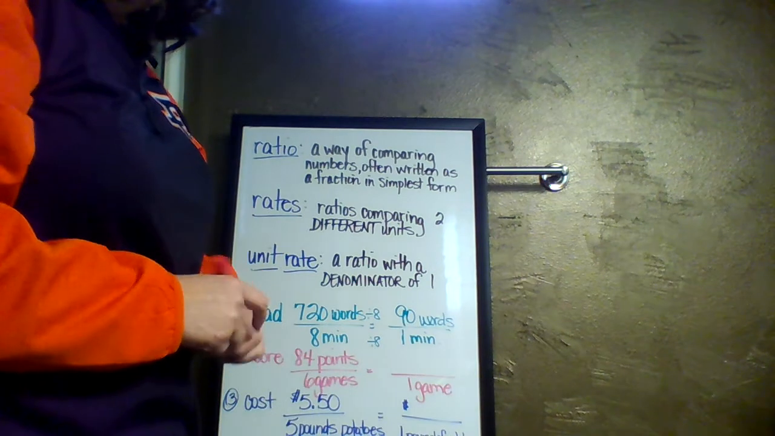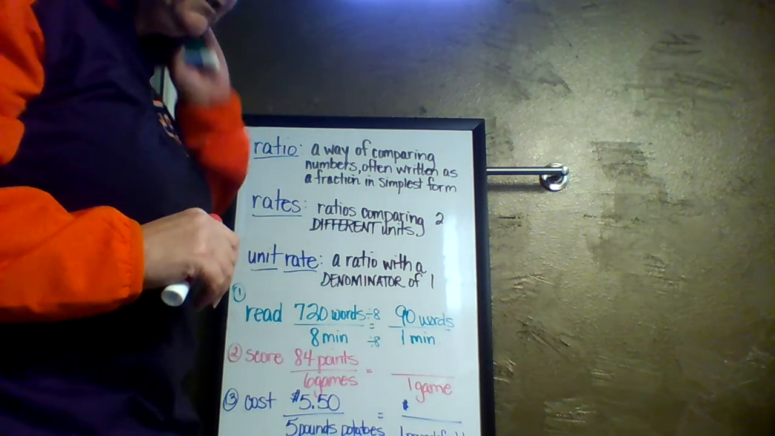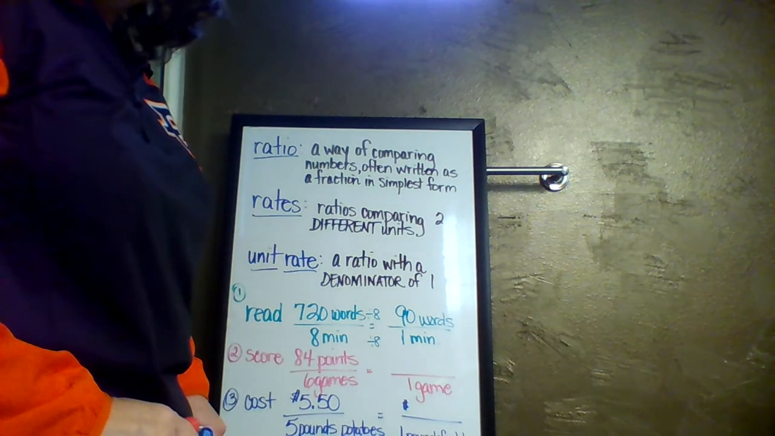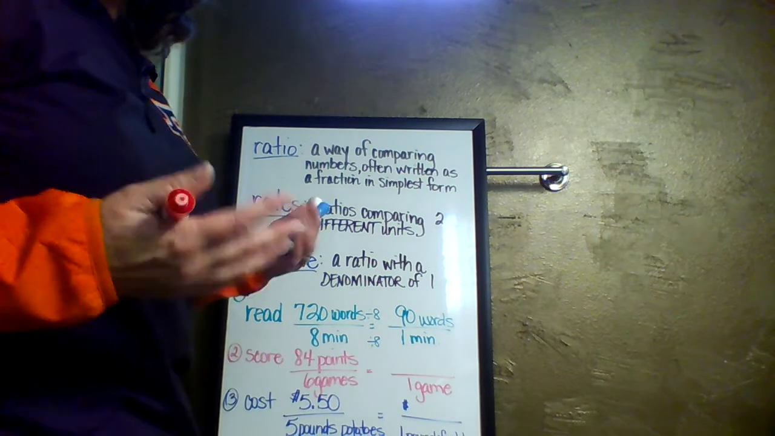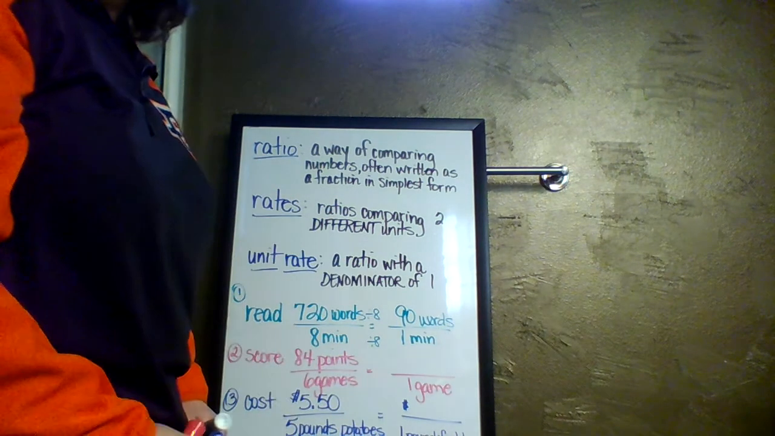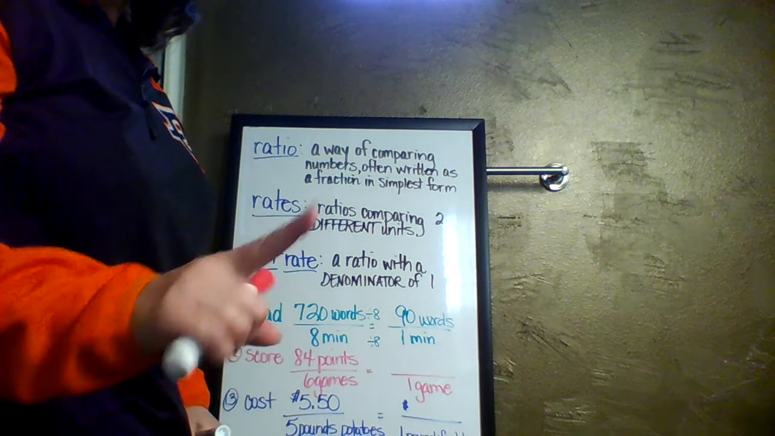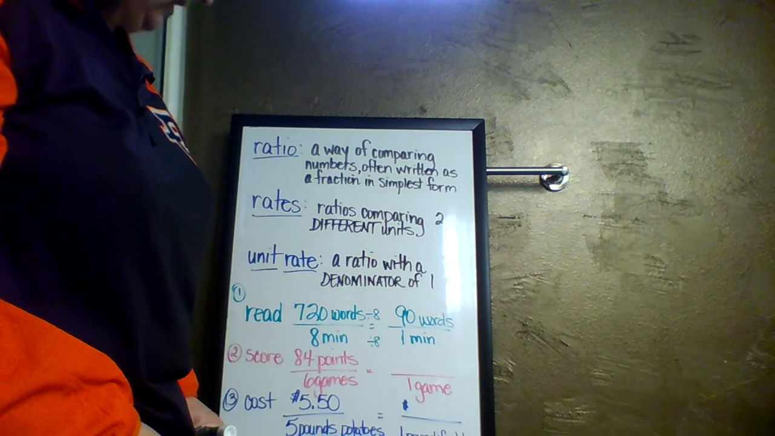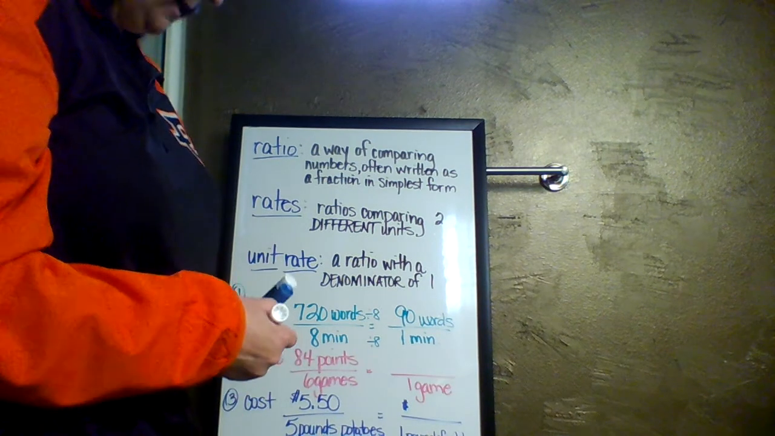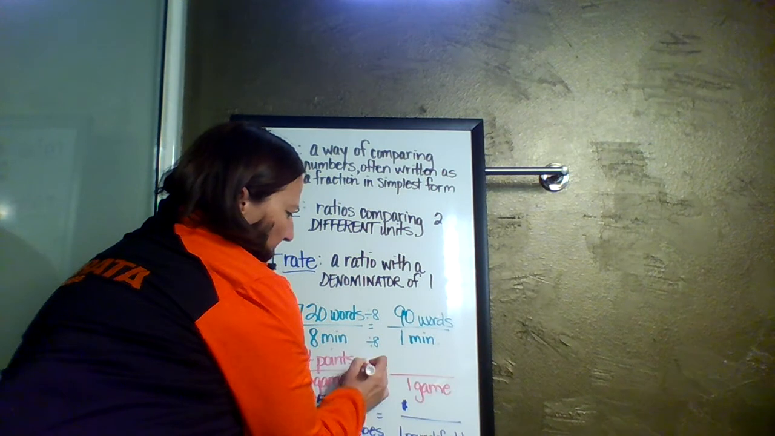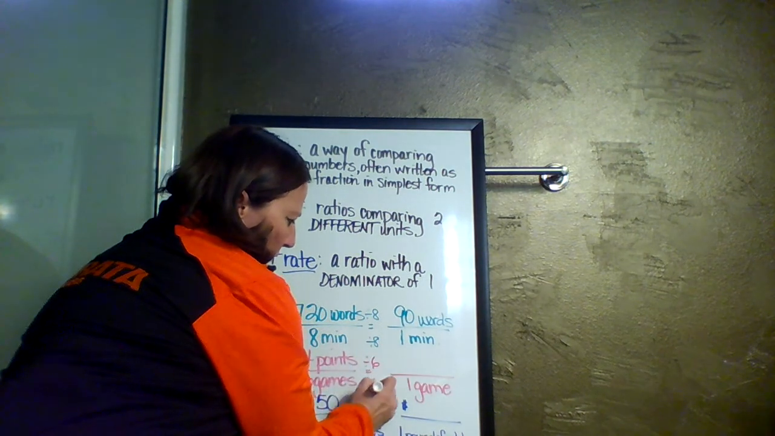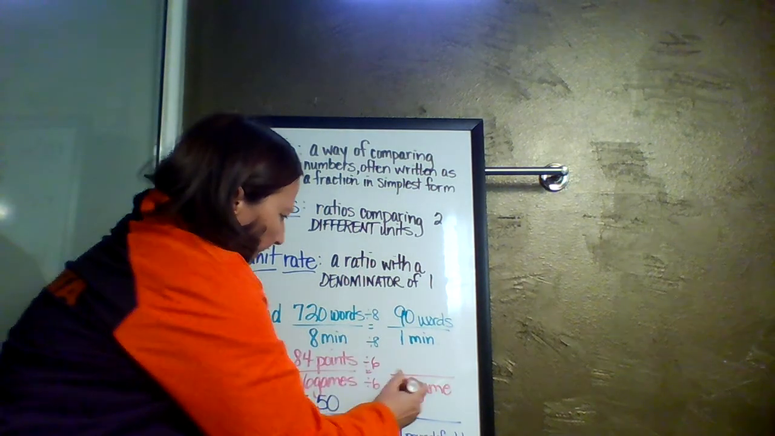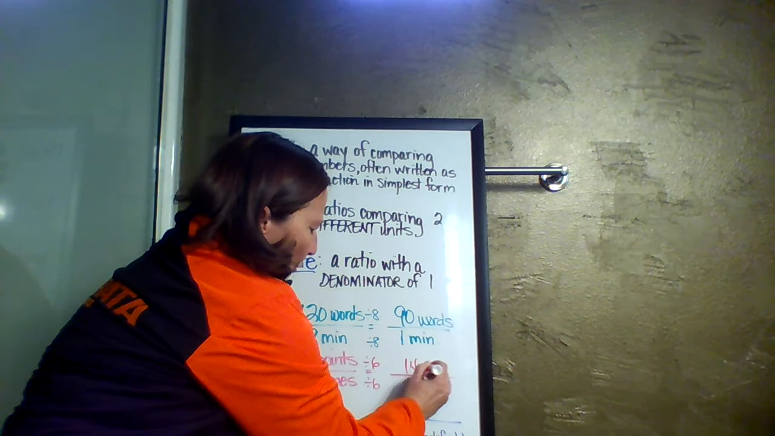Another example would be if I'm scoring baskets. If I happen to play basketball and I have scored 84 points in 6 games, I want to know what my average is, or my unit rate, how many points I would score in 1 game. So the way that I do that is I take my numerator of 84, divide it by 6. So again, we're dividing both the top and the bottom by the same value. 84 divided by 6 is 14 points.